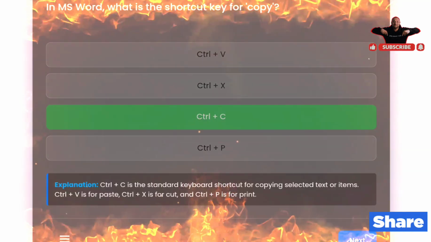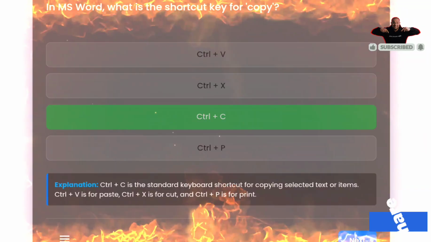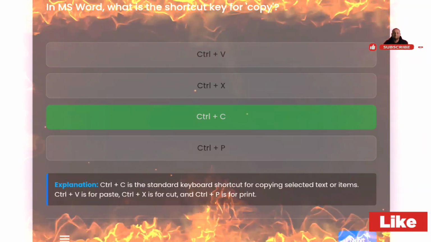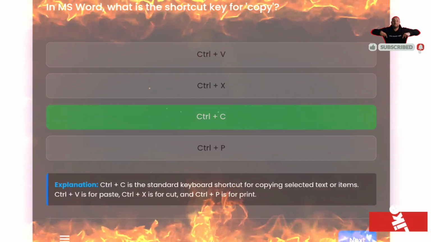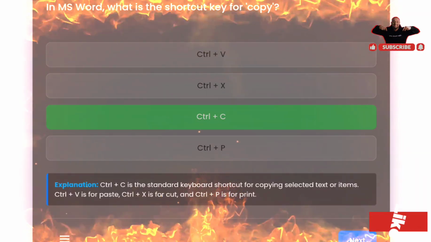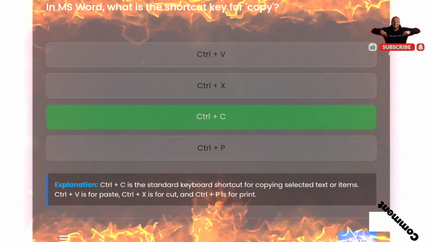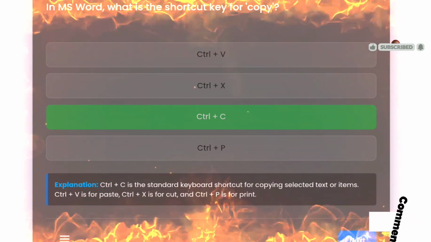क्या होता है? कंट्रोल प्लस सी पर अगर आप टाइप करेंगे तो वो क्या होता है? शॉर्ट कॉपी के लिए होता है. और पेस्ट के लिए क्या होता है? कंट्रोल प्लस वी होता है. कट के लिए कौन सा होता है? कंट्रोल प्लस एक्स होता है. और प्रिंट के लिए कंट्रोल प्लस पी मारे तो प्रिंट होगा.